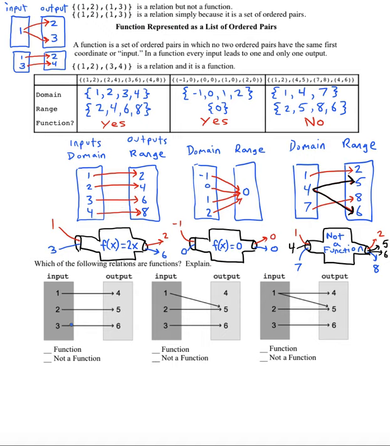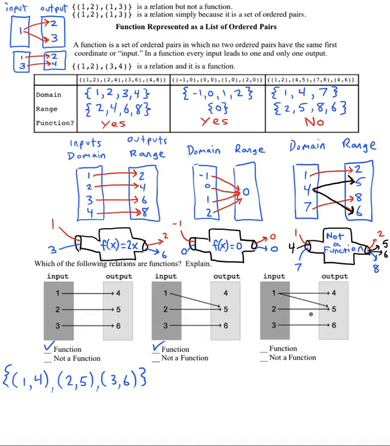All right, with that understanding, take a look at these diagrams down below and try to decide which ones are functions and which ones are not functions. All right, so our first one here is a function. 1 leads to 4, 2 leads to 5, and 3 leads to 6. That is a function. Here, 1 leads to 5, 2 leads to 5, and 3 leads to 6. More than one input leads to the same output, but that's actually okay. It's still a function.